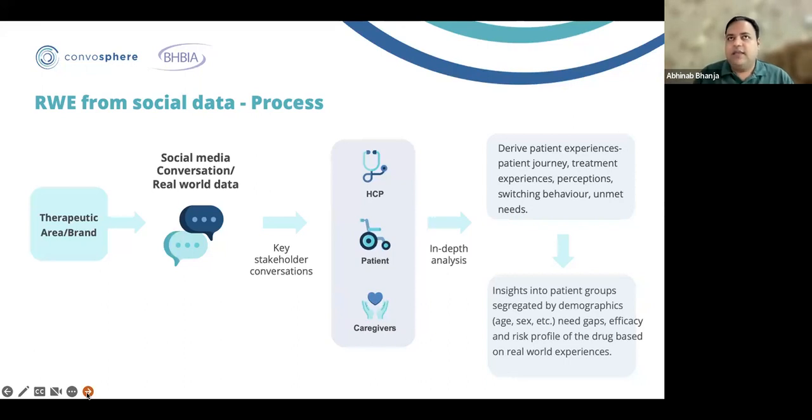But on top of that, to make it more insightful and RWE specific, we try to identify certain patient attributes like demographics, such as age and gender, and also disease characteristics, be it stage, time since diagnosis, or any mutations or comorbidities that they are suffering from. Then we try to map it with the efficacy and risk profile of the drugs that they discuss, to give an entire flavor of real world experiences around the therapy, the entire therapeutic area or any treatment options. Jackie, if you go to the next slide.